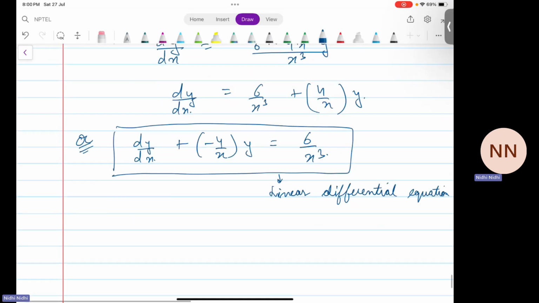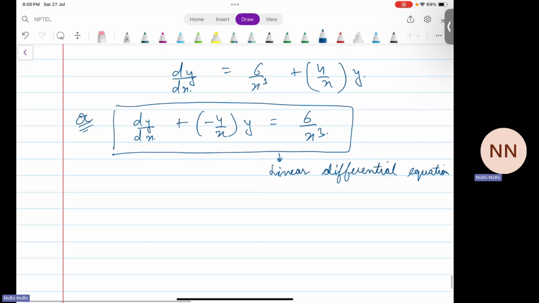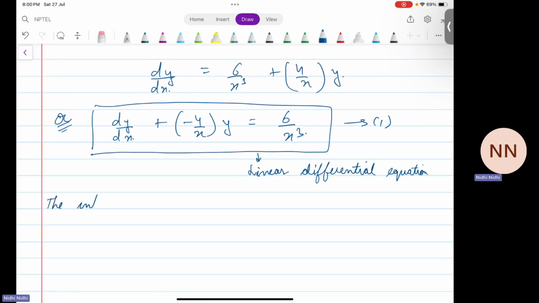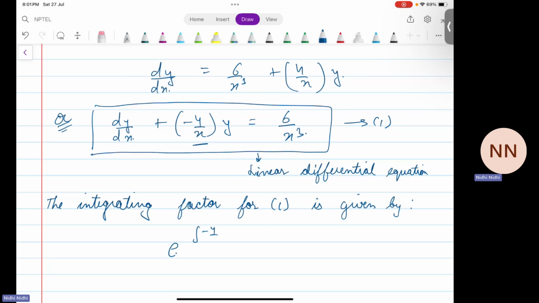So we know how to solve such a differential equation. We start with finding the integrating factor. The integrating factor for this is given by e to the power integration of this function, minus 4 by x dx, which is e to the power minus 4 ln x, which is 1 by x power 4.